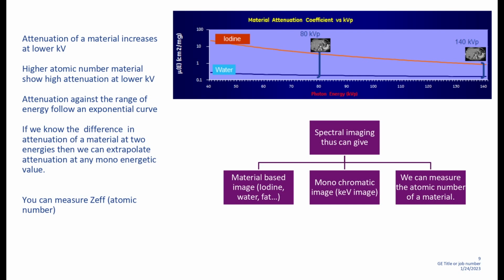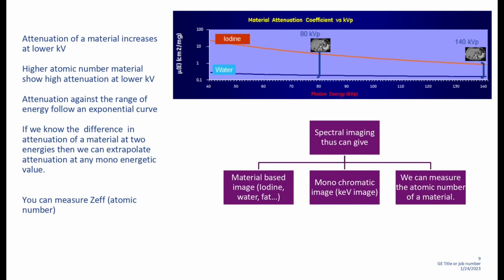The second one: a higher atomic number material shows high attenuation at lower kV. A high atomic number material, for example iodine or gold. These are all high atomic number materials. They will show higher attenuation at a lower kV. Of course, this is actually an extension of the first one, but on a high atomic number material. That's why iodine has a very high attenuation value at low kV. Attenuation of a material will follow an exponential curve.